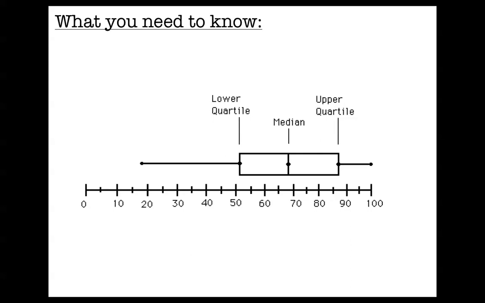And then the whiskers give you the whole range of the data set. So I would say that the lowest number in this data set is probably 17 or 18, and the highest number in this data set is probably 100. And that's how a box and whisker plot works.